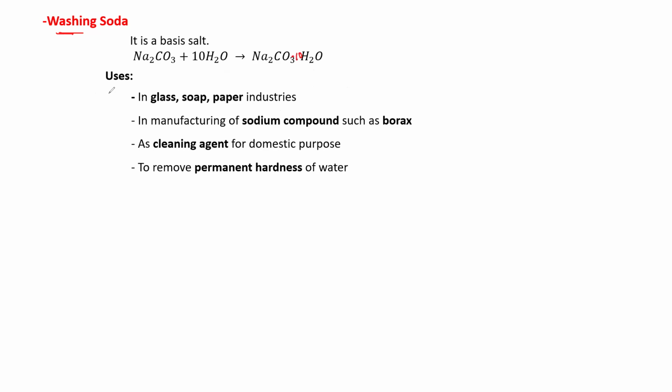So again, what are the various uses of the washing soda? It is used in the glass, soap, and paper industries. It is also used for the manufacturing of sodium compounds such as borax. It is one of the cleaning agents for domestic purposes. And a vital use is to remove the permanent hardness of water. Due to permanent hardness, the water will not be suitable for the cleaning of clothes. So these are the main salts that we are going to obtain from the common salt, and finally, their uses.